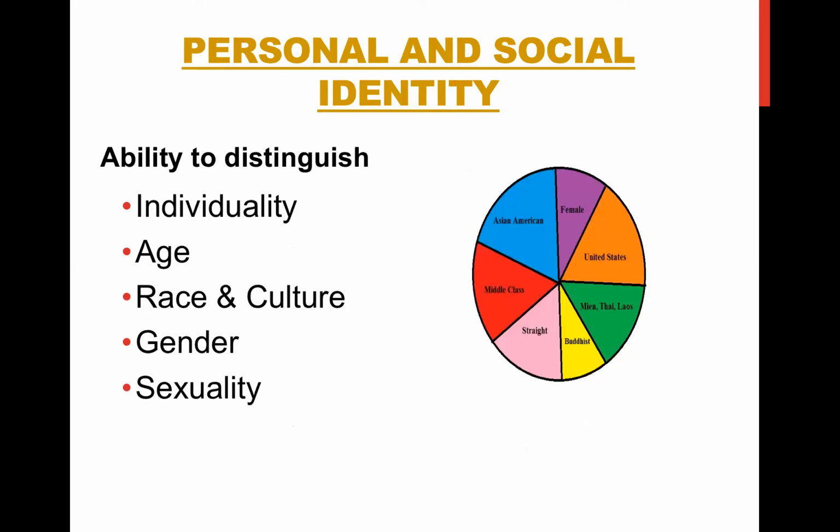Personal and social identity. It's the ability to distinguish individuality, age, race, culture, gender, and sexuality. It's a really good video that's posted on Blackboard on this, so I would take a look at that.